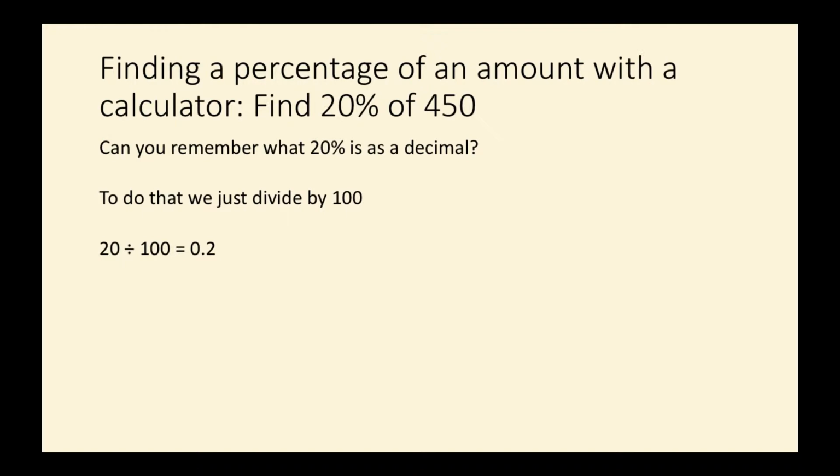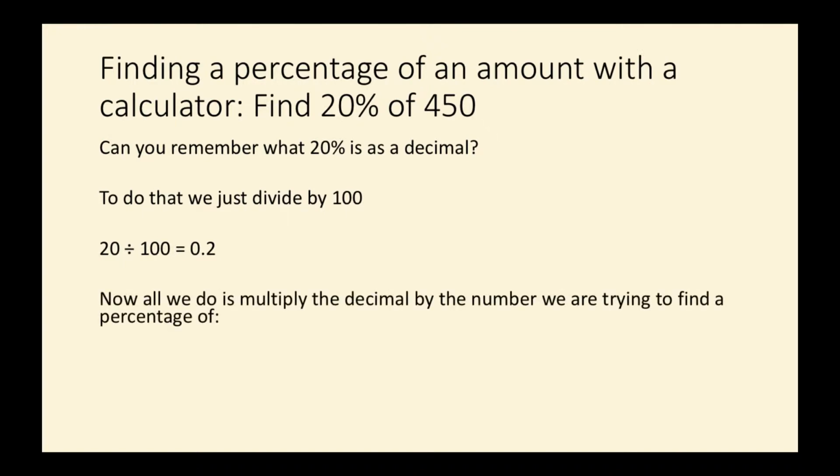So 0.2 then, and all we need to do now is multiply the decimal by the 450, which is the number that we're trying to find 20% of. So 0.2 times 450 is 90. So 20% of 450 is 90.